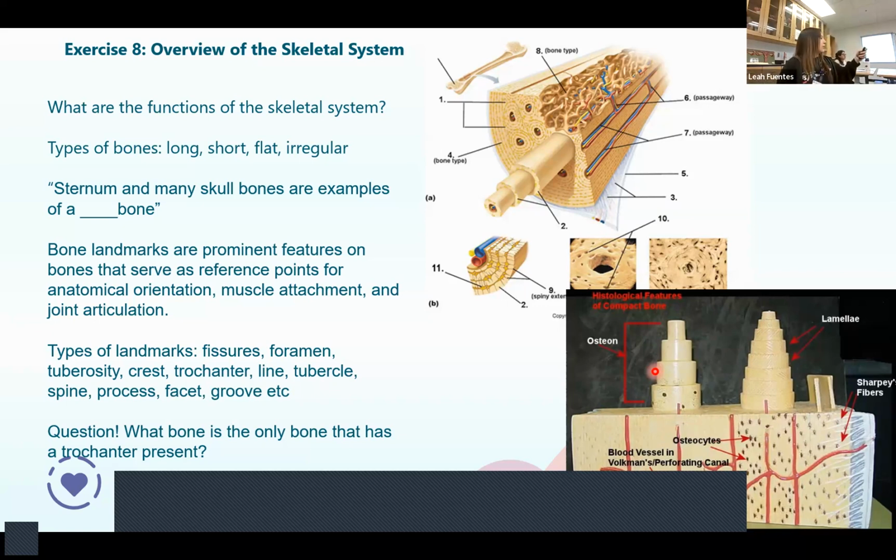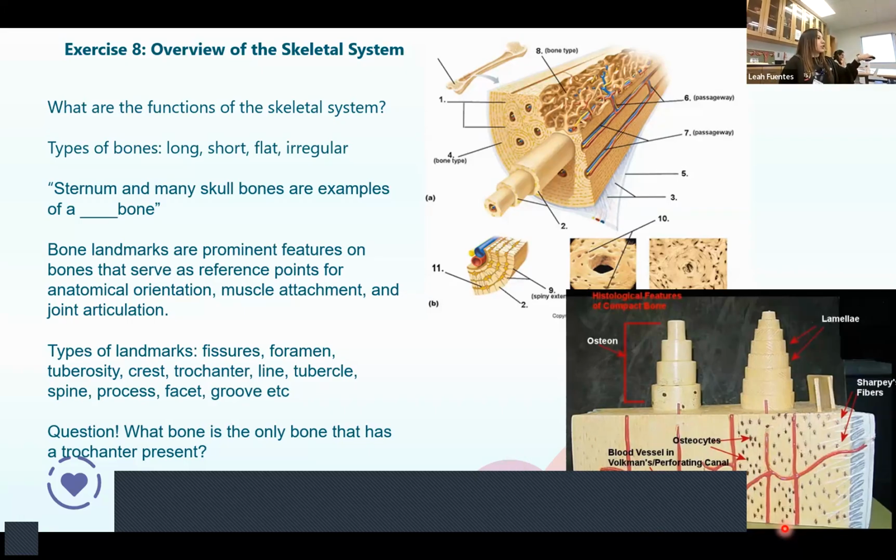And then these are just some of the images that you need to be familiar with. This one was in your worksheet, so I'm not going to go over this one, but you do need to be comfortable with it. And then also the model of compact bone. This will show up on the exam.